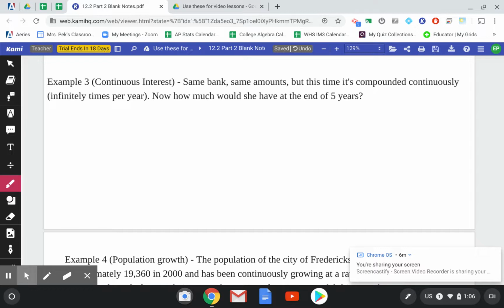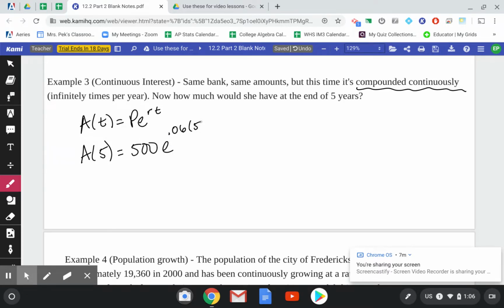All right, and then we're going to look at a continuous interest situation. So same bank, same amounts, but this time it's compounded continuously, so infinitely times per year. So we have to use this formula, P e to the RT. We're going to plug in all of our things. So A of 5 years equals 500 for our principal amount times e to the r, which was 0.06, times 5 for t. So again, make sure that those pieces are grouped together in the exponent.